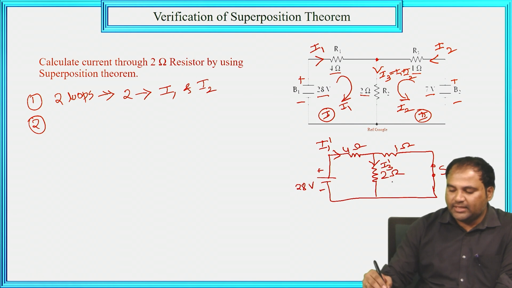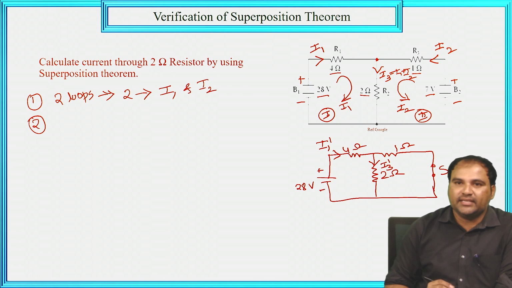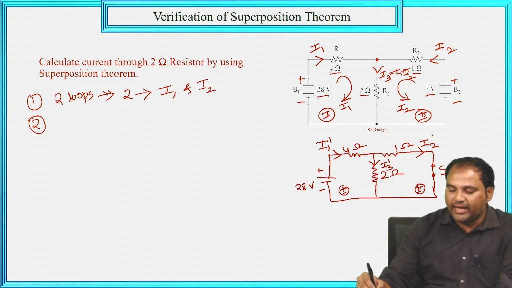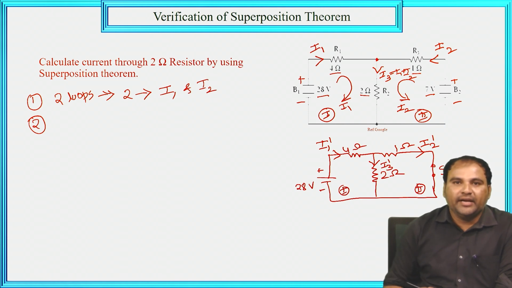Similarly for 1 ohm, the second loop is now clockwise. Previously it was anti-clockwise because the secondary side had the voltage source. But in the second circuit there is no secondary voltage, so we only have a single source. That means the first loop is clockwise and the second loop is also clockwise. So the current through 1 ohm is I2 dash. At 4 ohm the current is I1 dash, at 1 ohm it is I2 dash, and at 2 ohm it is I3 dash.